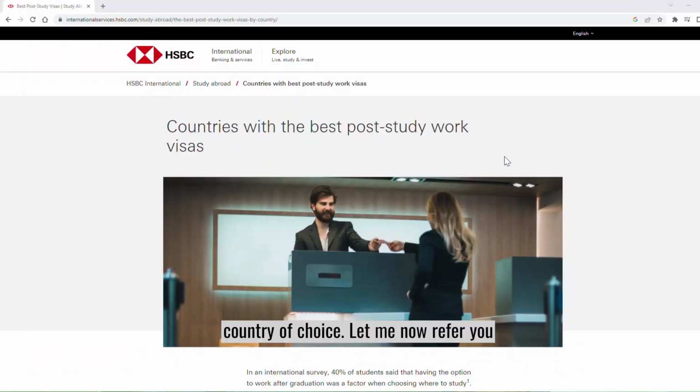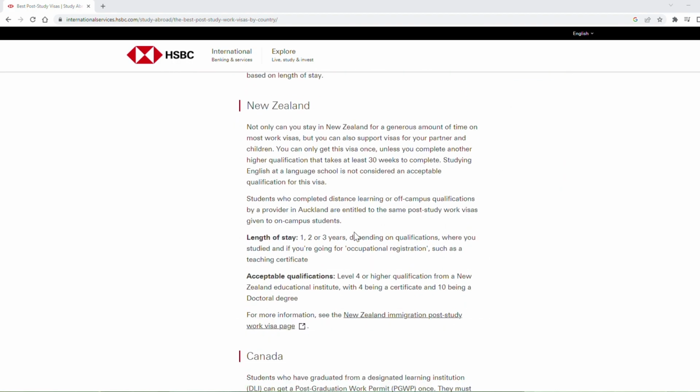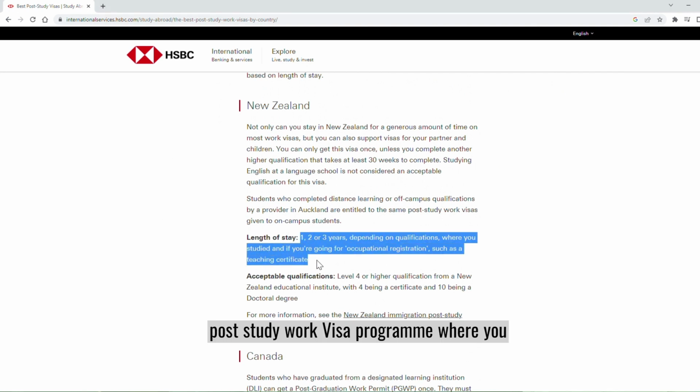Let me now refer you to the article which shows the top countries for you to study if you are looking for a post-study work visa. So number one is New Zealand. If you see, New Zealand has some really good post-study work visa programs where you can stay in New Zealand for up to 3 years after you're done with your masters or maybe undergrad.